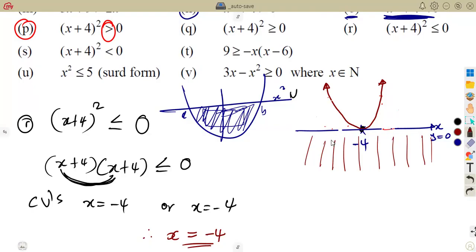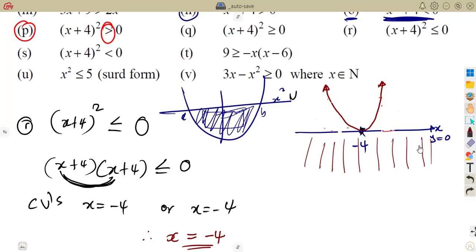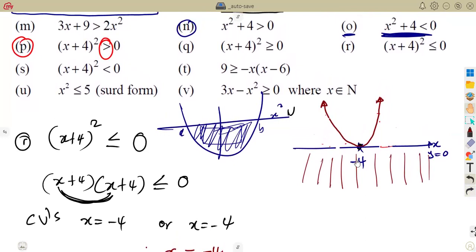There's no solution there. There's no solution at all.